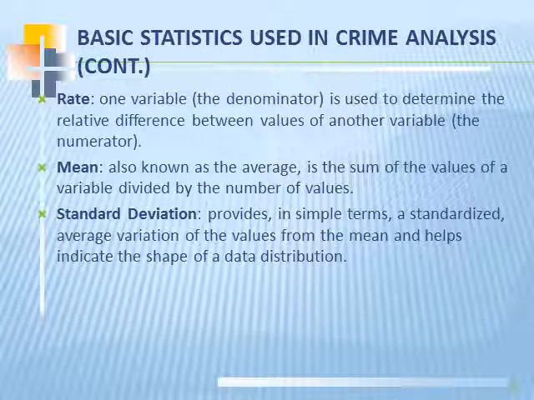A rate is another statistic that is derived from frequency. In calculating rate, one variable, the denominator, is used to determine the relative difference between values of another variable, the numerator. The mean, also known as the average, is the sum of the values of a variable divided by the number of values. It is used with ratio or interval level variables. The standard deviation is the standardized or average variation of the values from the mean and helps indicate the shape of a data distribution and determine outliers.